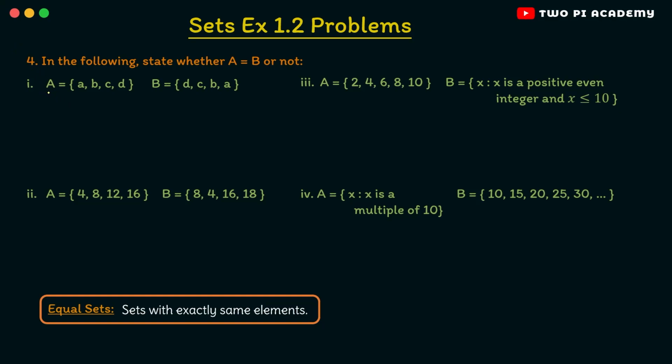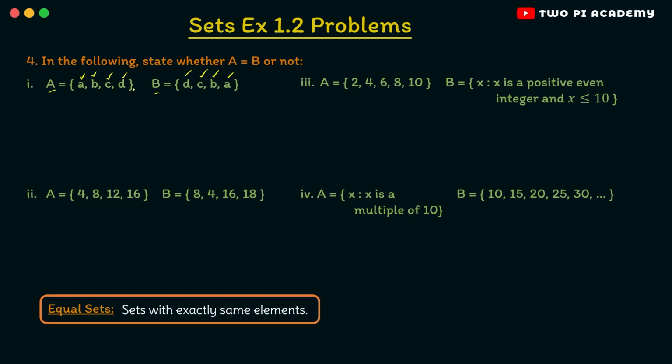So here we have the set A and B. So A has the elements A, B, C, D, and B has the elements D, C, B, A. So we have to compare the elements in this. So first set has A and the second set also has A, and the first set has B and the second set also has B, and the first set has C and the second set also has C, and finally both of these sets have D as well. So you have to remember that in the sets the order of the elements does not matter. So you won't need to compare the order. You just have to check the elements.